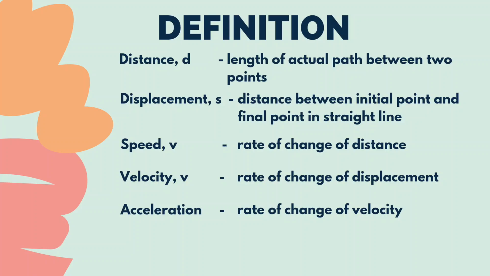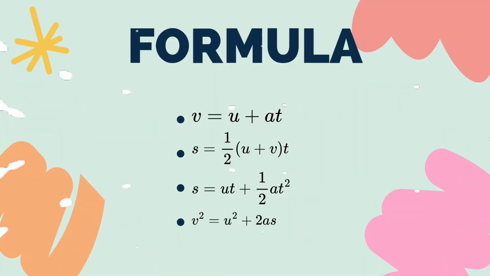Now let's talk about speed and velocity. Speed is how fast distance changes over time. It's a scalar, so it only has magnitude. Velocity, on the other hand, is how fast displacement changes. It's a vector, so it includes direction. Finally, acceleration is simply the rate at which velocity changes. So if you speed up, slow down, or even just turn a corner, you are accelerating because your velocity is changing.